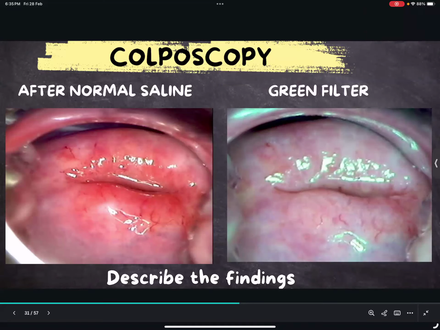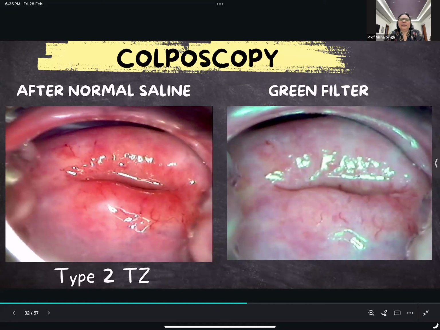So these are the colposcopy findings after normal saline and after green filter. We don't see any lesion, obviously, on the saline and the green filter. And the type of TZ. Would you like to comment on that?